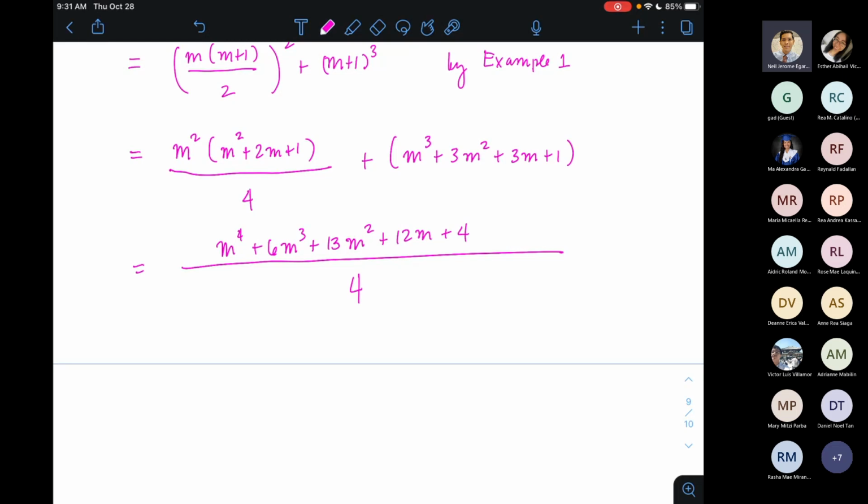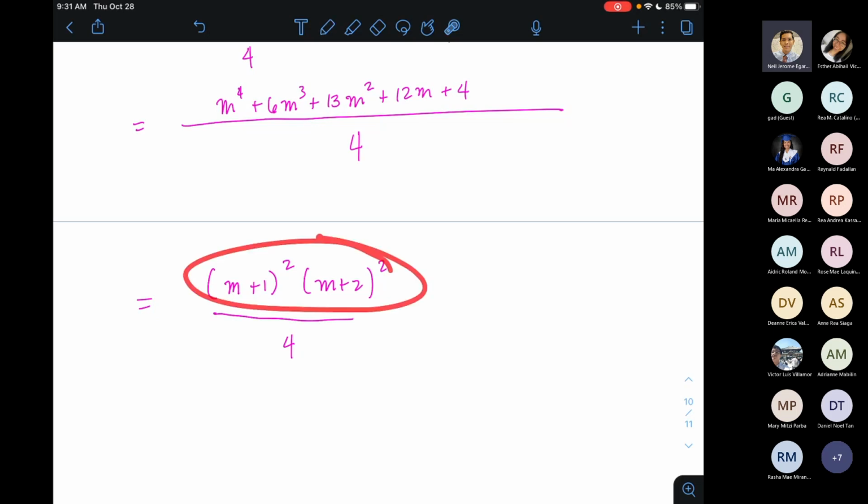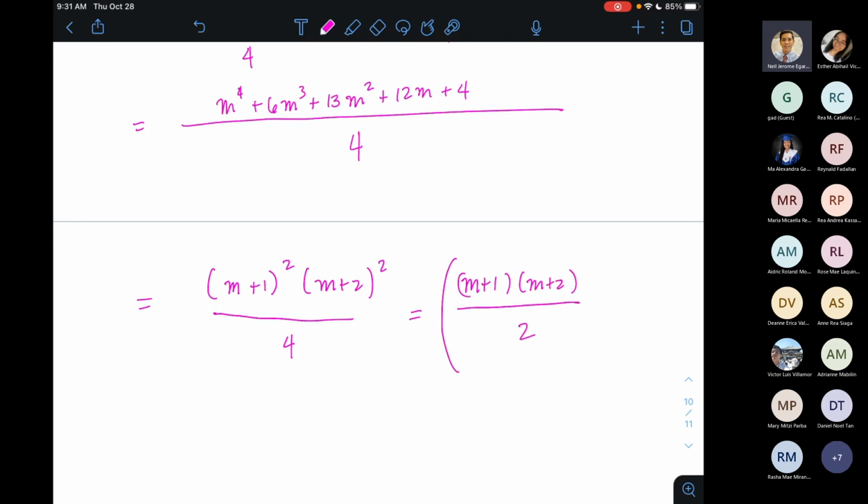Okay? And then this can be factored as what? This can be factored as m plus 1 quantity squared times m plus 2 quantity squared all over 4. Okay? Double check nyo na lang. Pag in-expand ko to, magiging equal dito. Okay? So ano lang siya, factoring this completely, makukuha ko ito. And then I can write it as a square. This would be m plus 1 times m plus 2 all over 2 quantity squared.